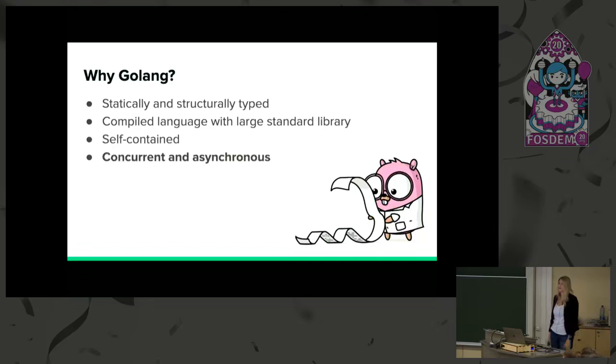And finally, it's concurrent and asynchronous. With goroutines, programs can handle tasks simultaneously. And with channels and wait groups, programs can execute tasks asynchronously. So both of these properties improve performance and responsiveness for your program.